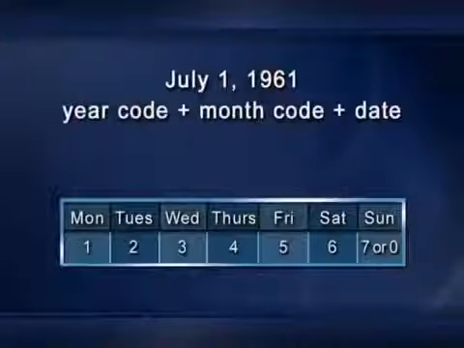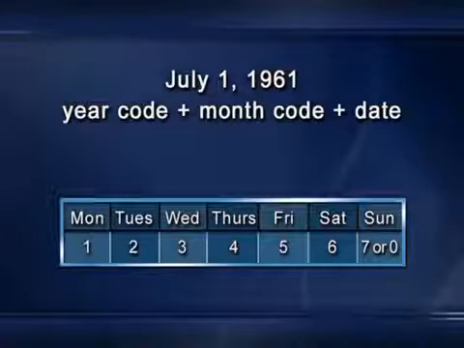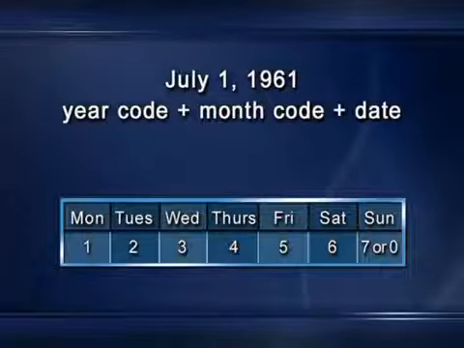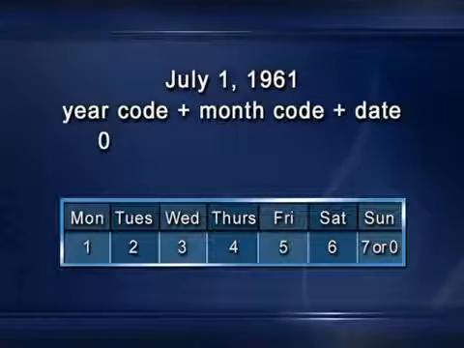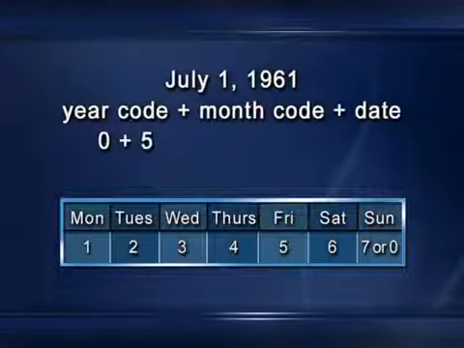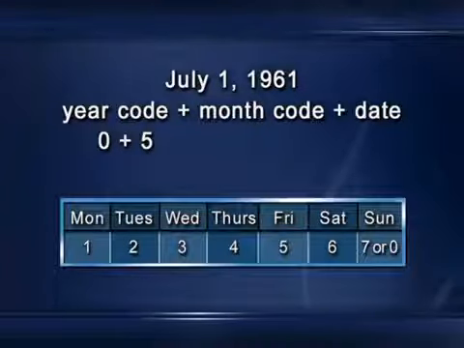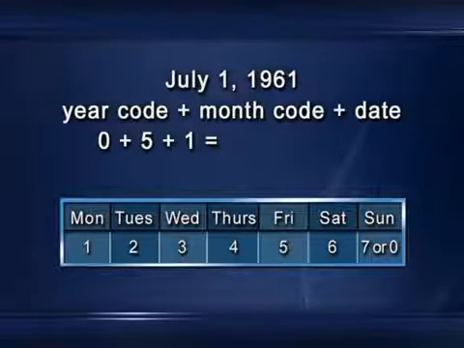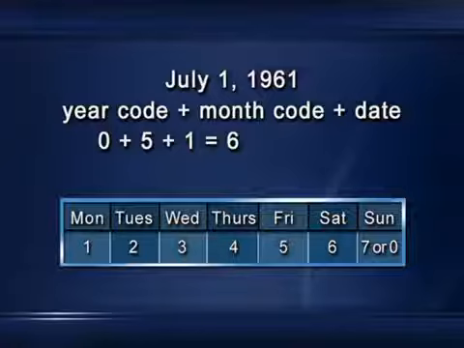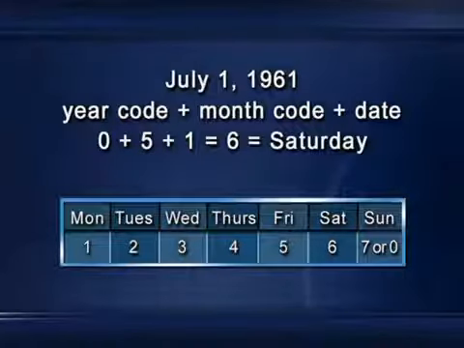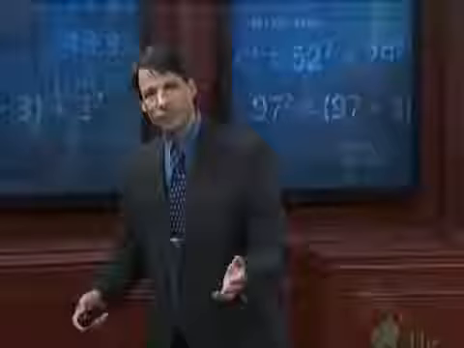Once I have the year code, the rest is easy. So for Princess Diana, who was born on July 1st, I'd start with 1961, which we said has a year code of 0. And then July, I'll add 5. And for the 1st of July, I'll add 1 to get 6. And so she was born on day number 6, which is Saturday.